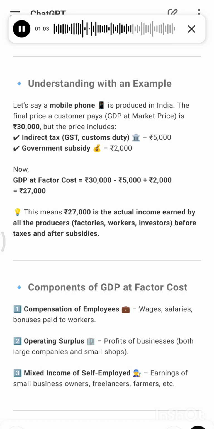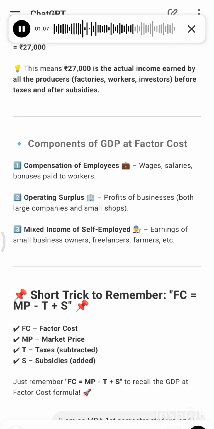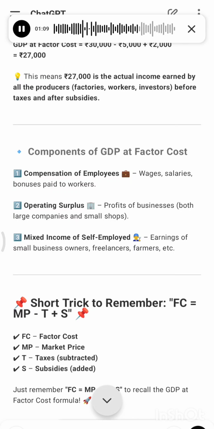Components of GDP at factor cost. 1. Compensation of employees, wages, salaries, bonuses paid to workers. 2. Operating surplus, profits of businesses, both large companies and small shops. 3. Mixed income of self-employed, earnings of small business owners, freelancers, farmers, etc.